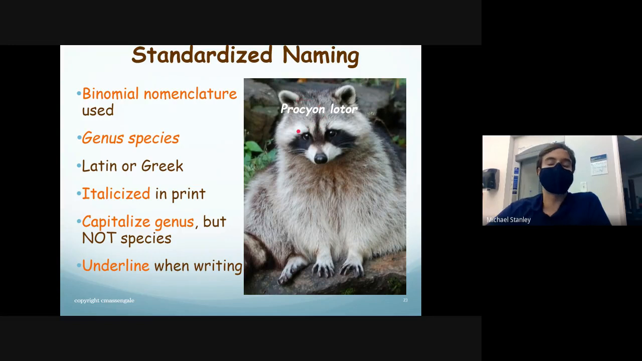Procyon is the name of the genus. So there are a couple different animals that fall in the raccoon-like genus, but there's only one common North American raccoon. So Procyon lotor, the raccoon.